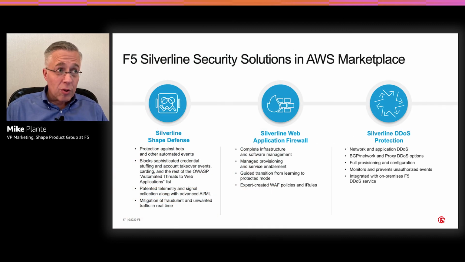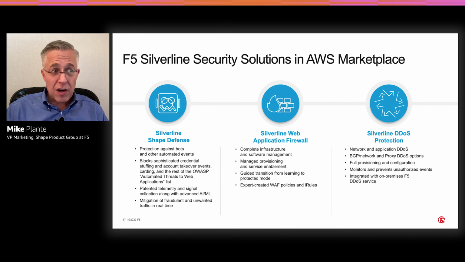The Silverline group here at F5 has a number of solutions available in the AWS marketplace that you can engage with immediately to both understand if you have any sort of unauthorized access challenge for your applications and actually begin stopping that problem. We have Silverline Shape Defense, which is specifically a solution designed to detect and stop unauthorized access via bots and other forms of automation that are typically trying to conduct credential stuffing.